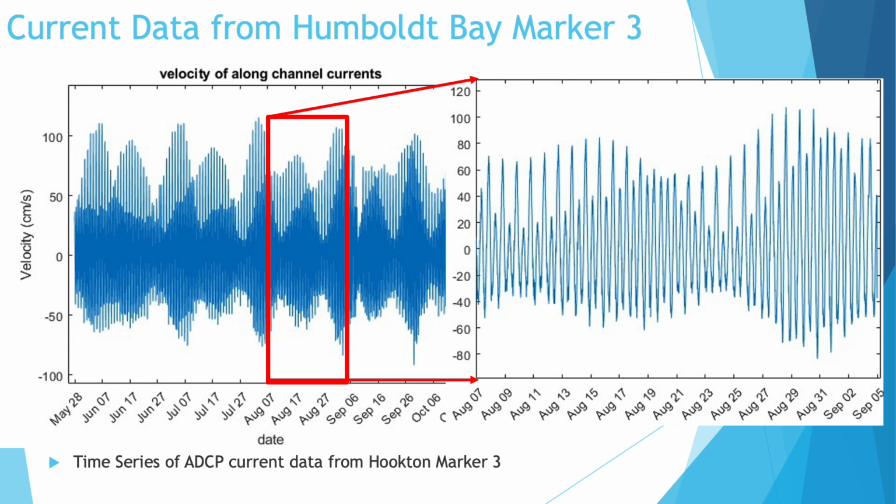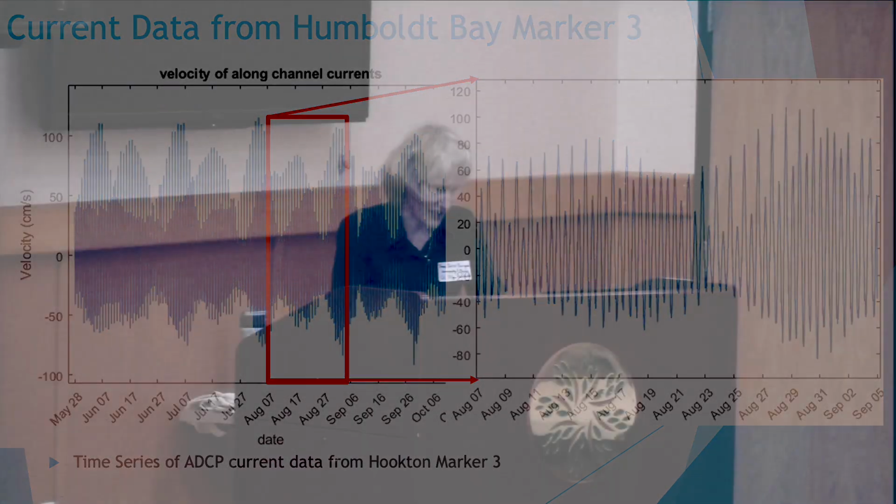So taking some of this data, we wanted to look at the velocity from our instruments. If we look at this data right here, this is from Marker 3, out in the middle of the bay. Well, it's close to the entrance channel. These are the along channel currents. And when we look, we see that they have a definite up and down signal where sometimes it's going one way, sometimes it's going the other. And if we blow that up a little bit, we can see very clearly that each day we're getting a very strong tidal signal.